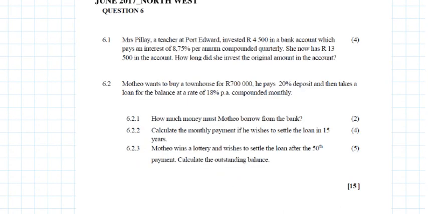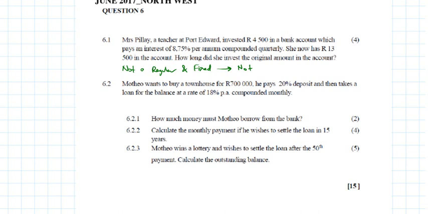6.1 says: a teacher, Portia Edward, invests 4,500 rand in an account per annum compounded quarterly. Now she has 13,500. How long did she invest? Is this a regular fixed payment that she pays every month or every quarter? No. So then it's a formula. We do not have a regular, fixed payment. She doesn't pay 4,500 every month. So because it is not a regular fixed payment, don't worry about it.